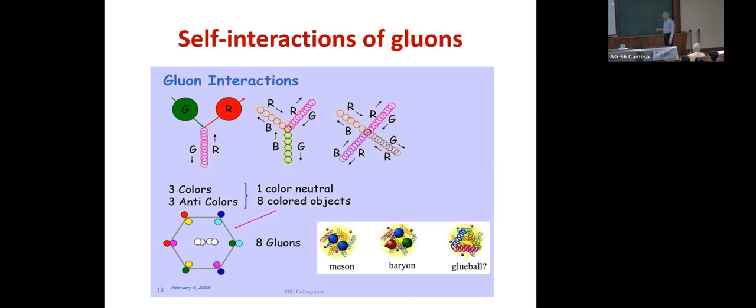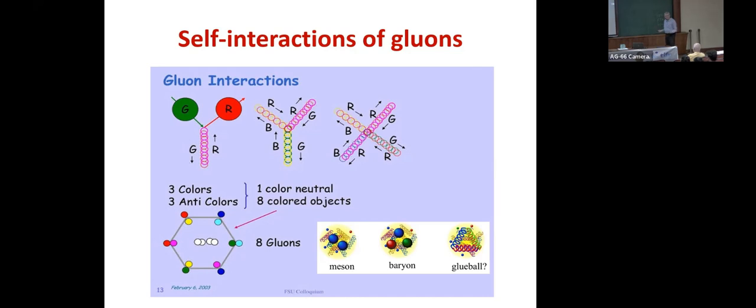Because of this, as you know, earlier we had mesons and baryons, where mesons had a quark and anti-quark, and baryons had three quarks, such that the colors of the quarks here also cancelled.